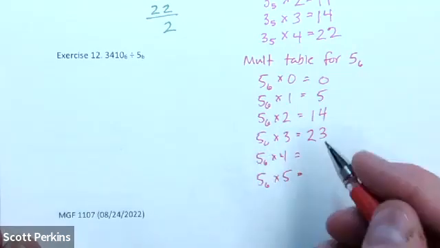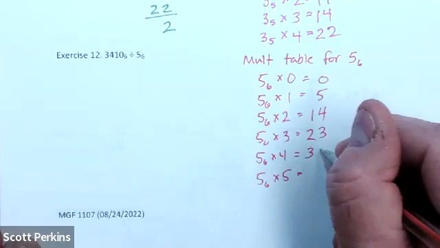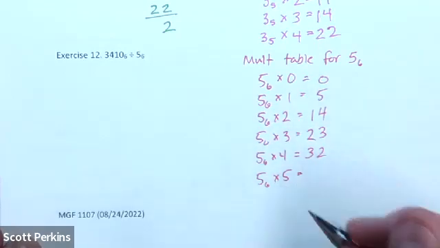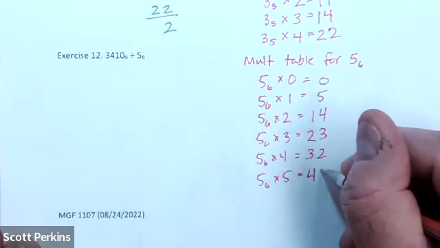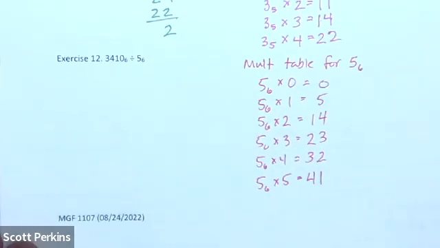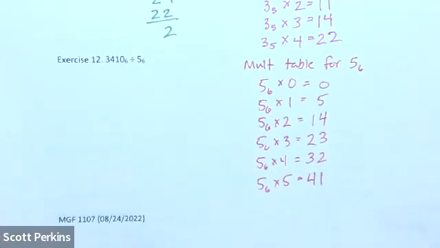5 times 4 is 20. 20 is going to be 3 full groups of 6 and 2 left over. And 5 times 5 is 25, and 25 is going to be 4 full groups of 6 and 1 left over. So there is my multiplication table that I'm going to use and you're going to use.